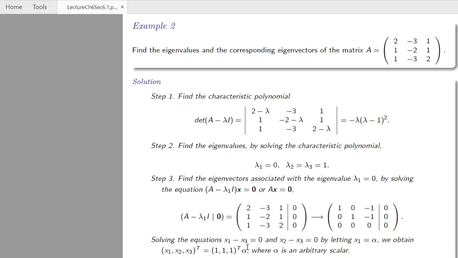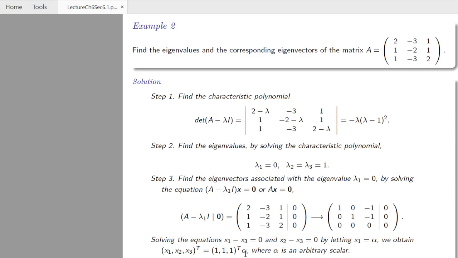To do this, we can take x1 equals alpha. Then from the first equation, x1 equal to x3, we get x3 equal to alpha. And then x2 equal to x3, that's alpha. So we got the solution for this system Ax = 0, which is equal to the vector with entries 1, 1, 1 times alpha. Alpha is an arbitrary scalar.